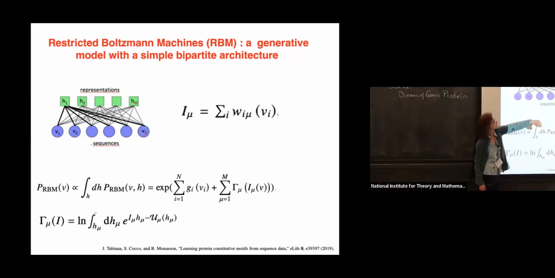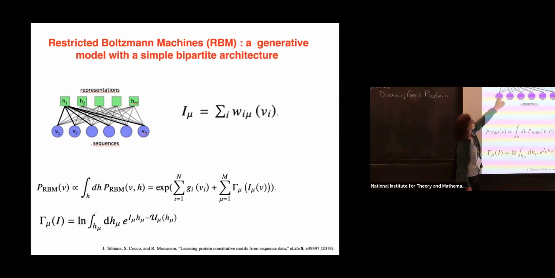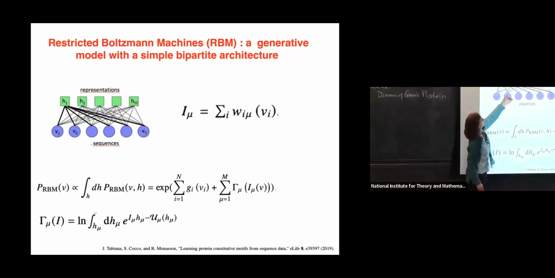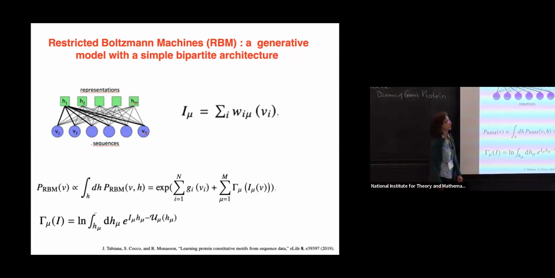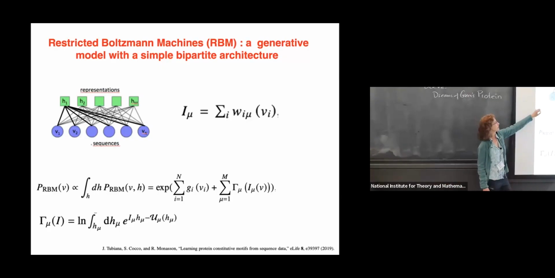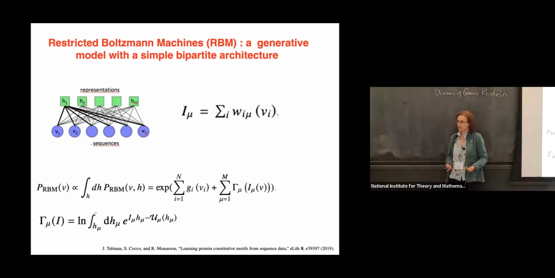So the weights matrix is W_iμ, so it connects each amino acid on the sequence, so i, to the hidden unit μ. And so when you project a sequence on the weights attached to a hidden unit, you compute the input to the hidden units, and then the units will activate or not, depending on the input they receive. So it will detect some pattern on your sequence.